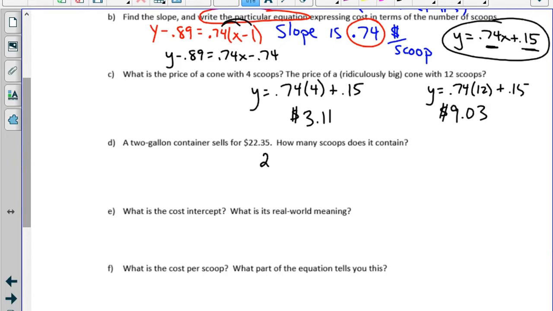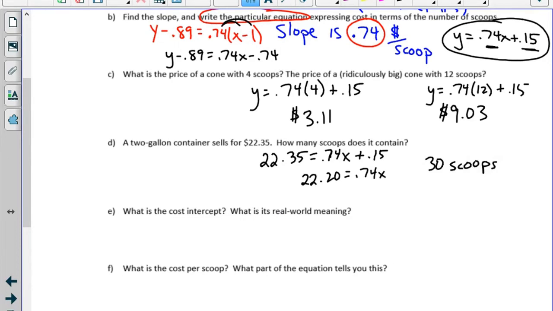This is kind of a working backwards problem. So 22.35 equals 0.74x plus 0.15, because the monetary amount, the dollars, would actually go in for y in this case, into the original equation. So now I subtract 15 cents and I get 22.20 equals 0.74x. And then I divide by 0.74. I end up figuring out that that is 30 scoops when I divide by the slope.